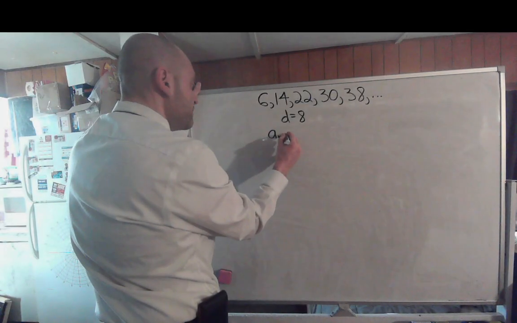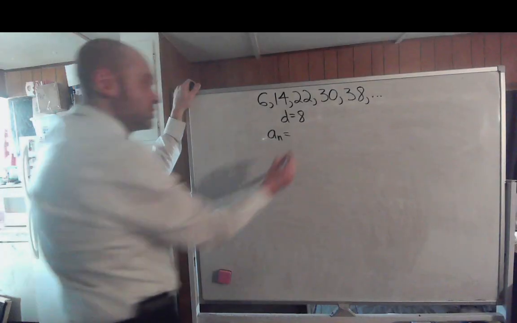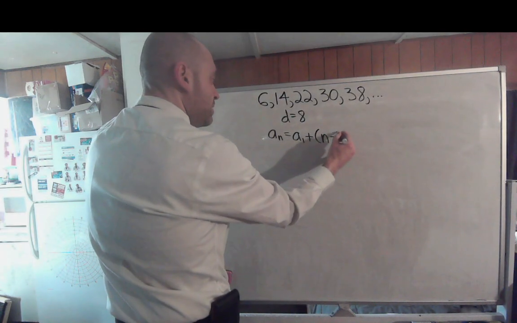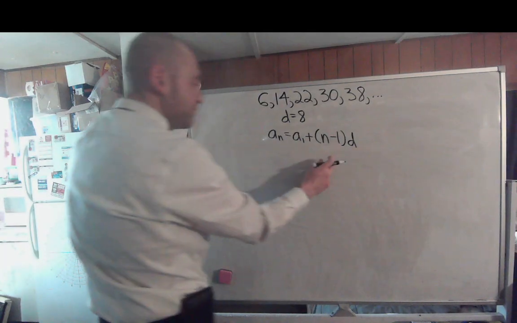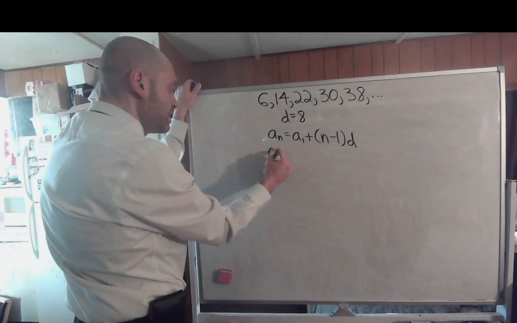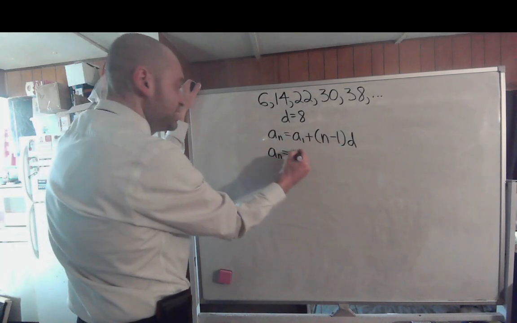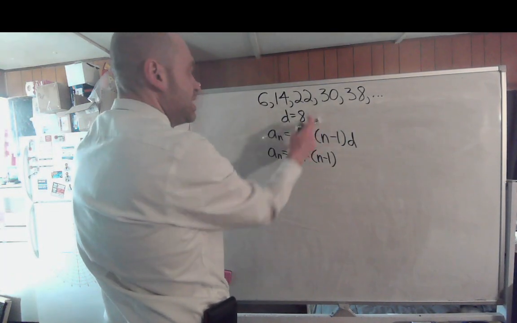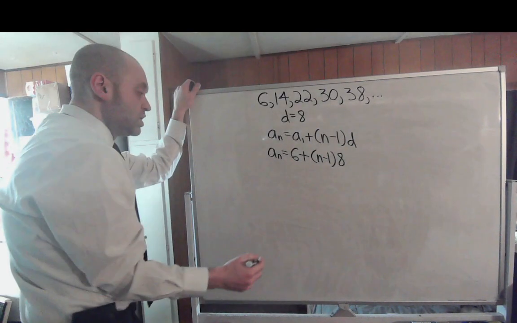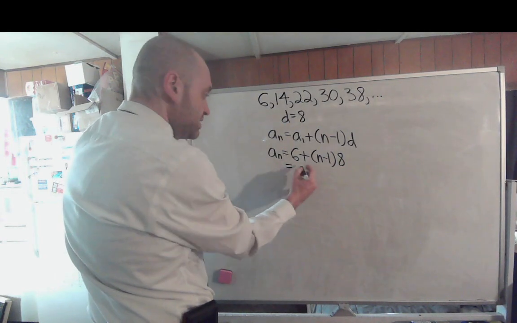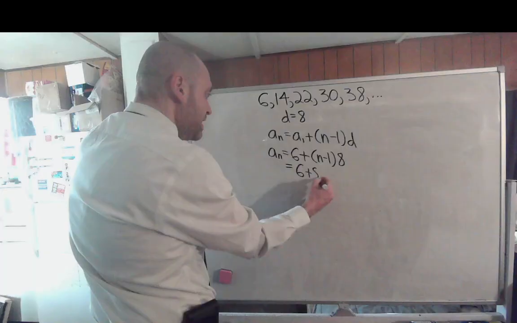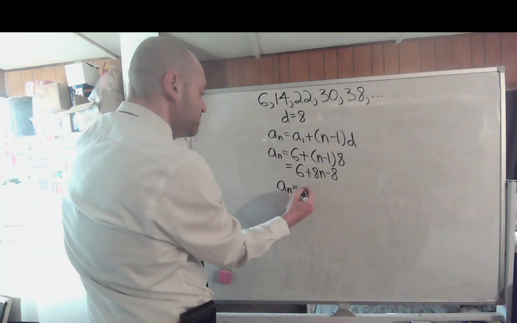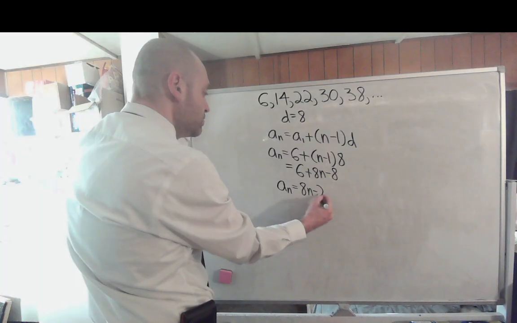So the formula for the nth term, a sub n, is going to equal, again, a sub 1 plus the nth term minus 1 times your d, your common difference. So let's plug all this in. a sub n equals, your a sub 1 is 6, that's your first term, plus the quantity of n minus 1 times your common difference of 8. If we simplify this, you'll get 6 plus 8n minus 8, which would have to mean that a sub n equals 8n minus 2.